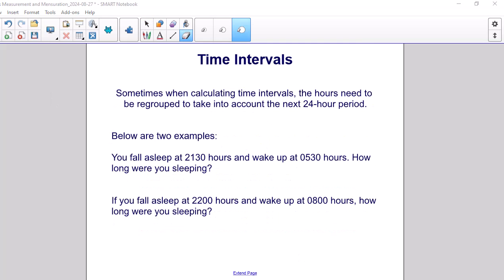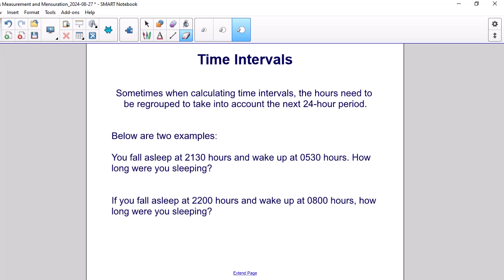Sometimes when calculating time intervals, the hours need to be regrouped to take into account the next 24-hour period. Here are two examples to illustrate that point. If you fall asleep at 21:30 hours and wake up at 05:30 hours, how long were you sleeping? So keep in mind, 21:30 hours is on one day. You wake up at 05:30 hours on the next day. That means a 24-hour period has gone by. Even though you didn't physically sleep for 24 hours, we somehow have to account for that next day.